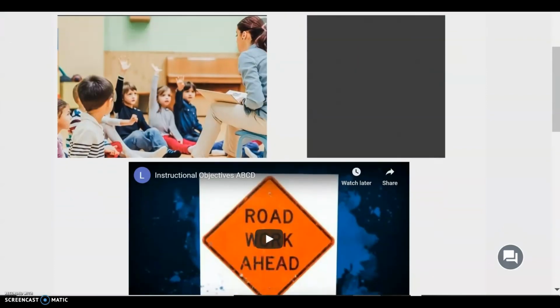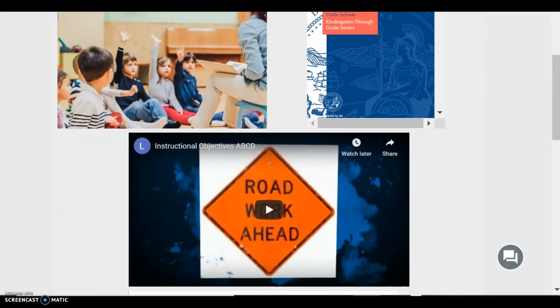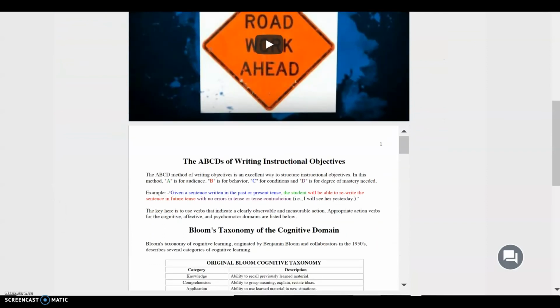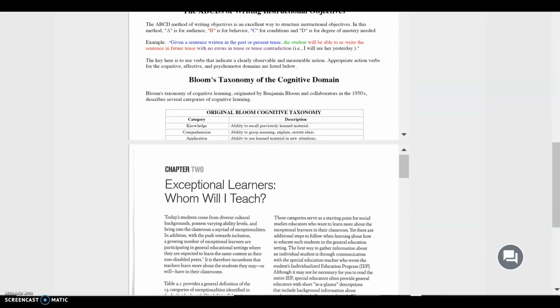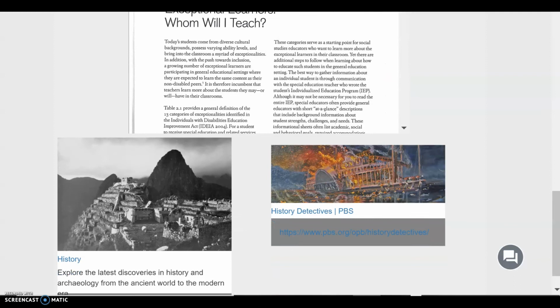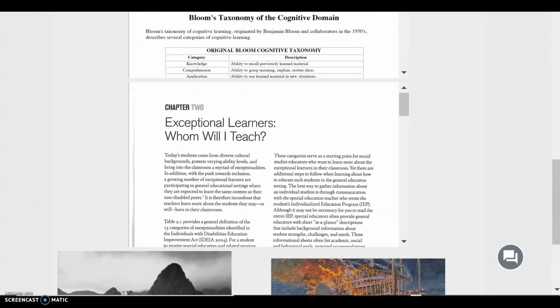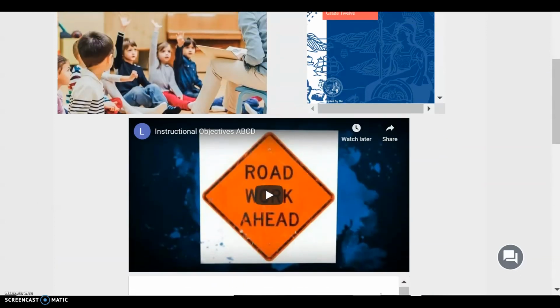These are some of the resources that this class offered and Professor Steck offered, and I wanted to be sure to include them because they will help us with lesson plans and unit planning, annual planning.